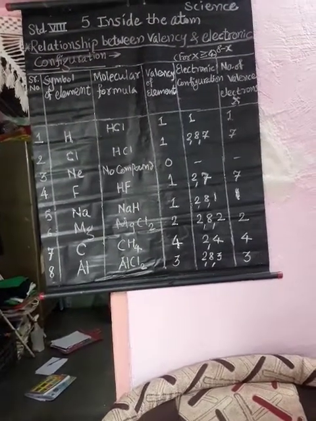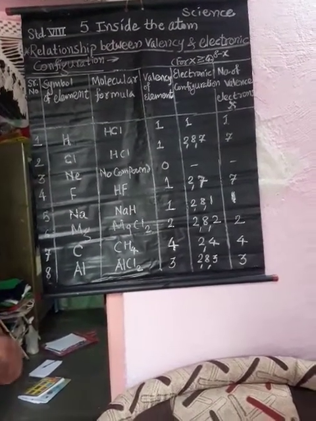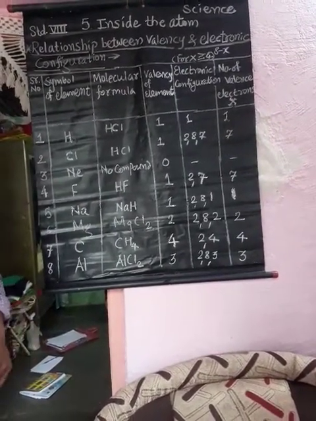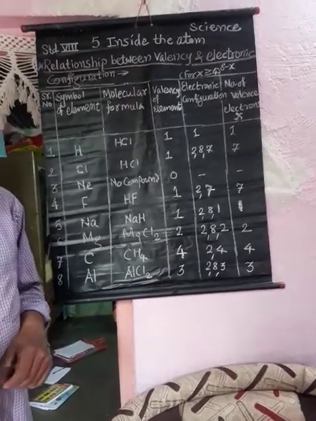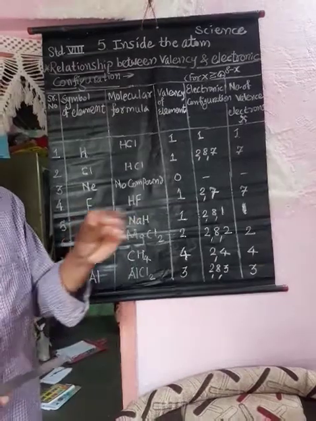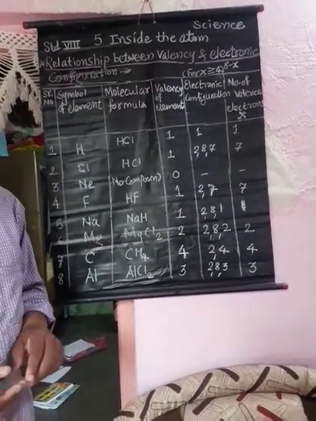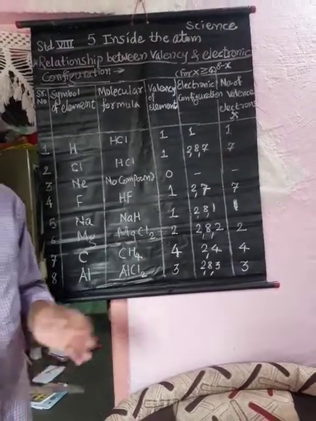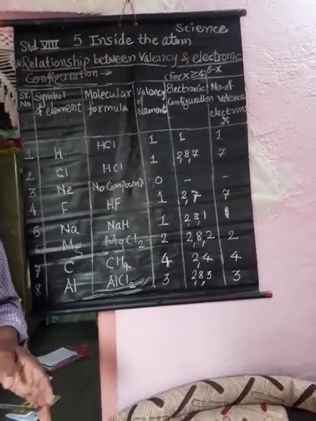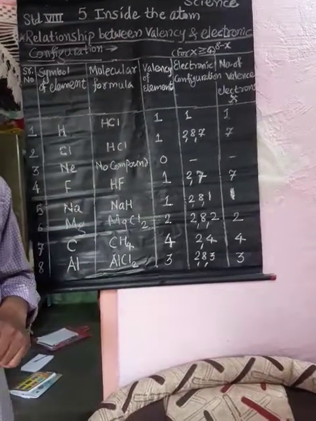Now we'll concentrate on isotopes. What is meant by isotopes? Atoms of the same element having the same atomic number but different mass numbers are called isotopes. We have isotopes of cobalt, uranium, sodium, etc. Now, radioactive isotopes are there.